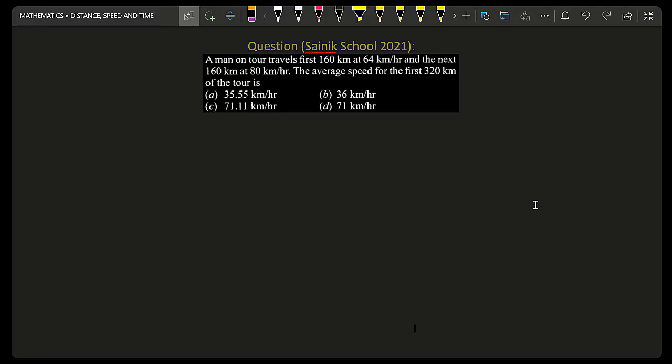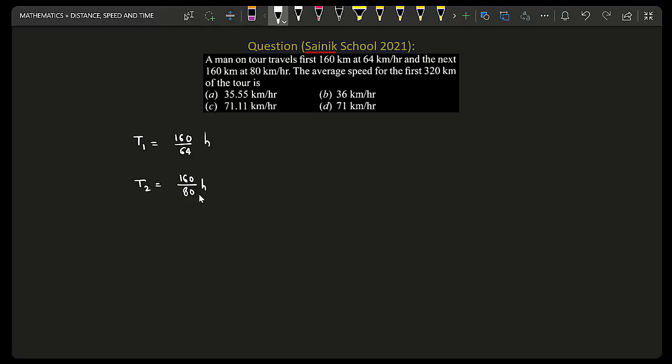If you want to calculate the total time, first of all you need to know the individual times, right? First part of the journey, let us say T1. Second part of the journey, let's say T2. Time formula is distance by speed, so I can write 160 by 64, and the units are hours. T2, second part of the journey: distance is 160 and speed is 80, so 160 by 80 hours.